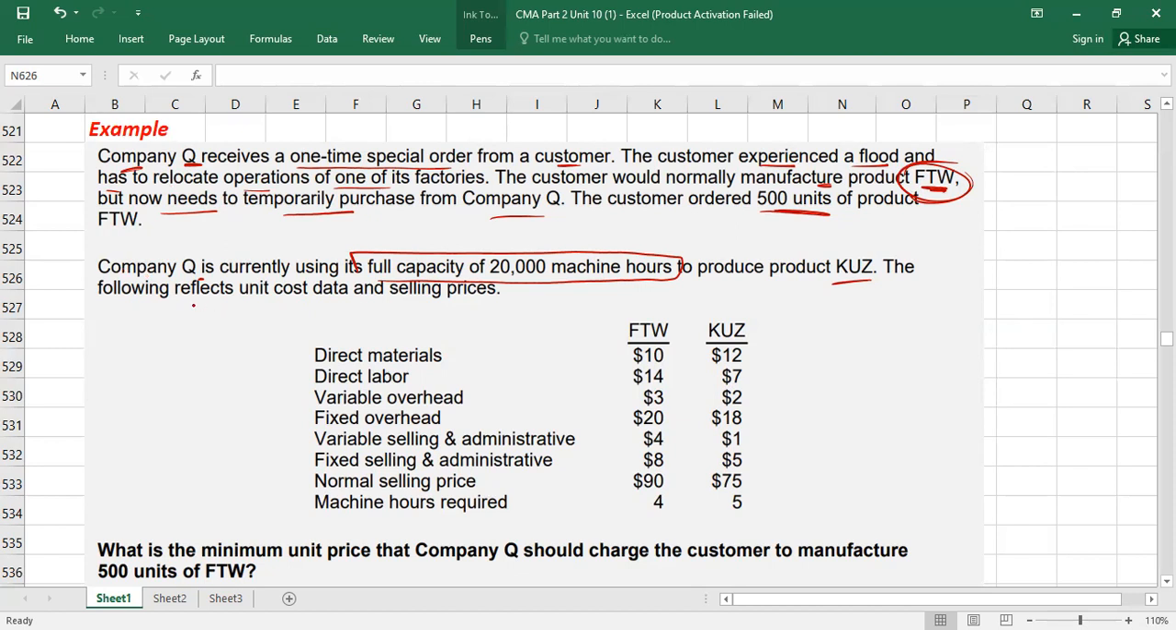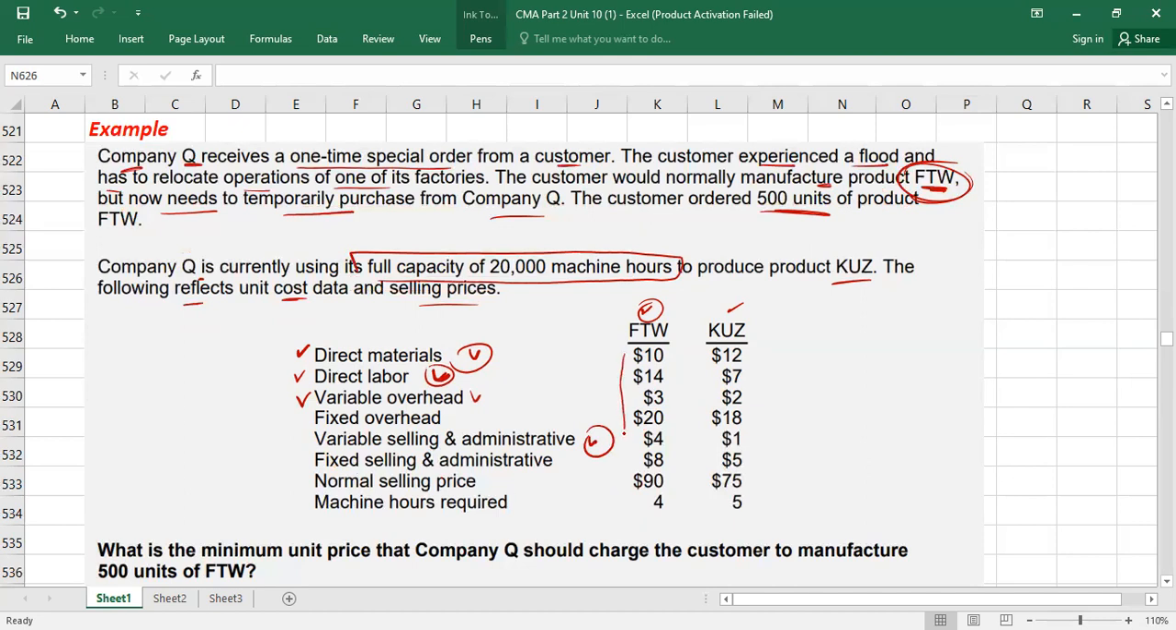So the following reflects unit cost data and selling price. So these two products are there. We have FTW, which is the order here, and we have KUZ. For example, here we have a direct material cost. This is variable. Obviously, it's given for both products. Direct labor cost, it's also variable. Variable overhead, it is also variable. Fixed overhead, okay, it's a fixed cost. Variable selling, this is also a variable cost. Fixed selling, this is a fixed cost. And then you got a normal selling price.